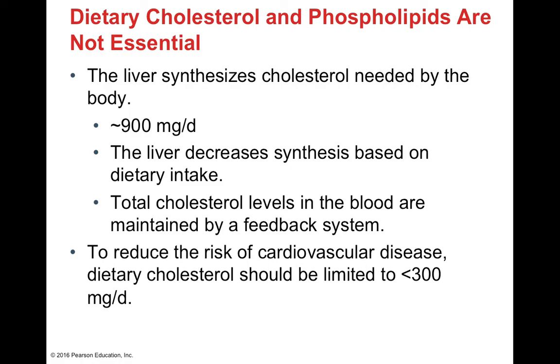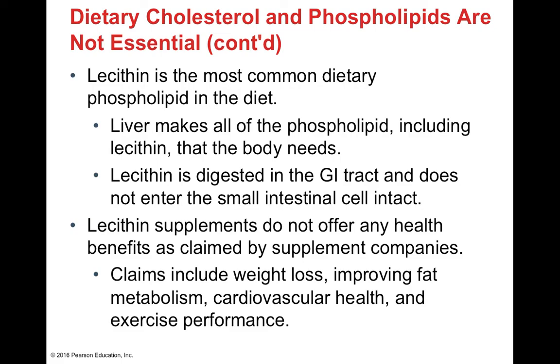And if we can keep our dietary cholesterol underneath approximately 300 milligrams per day, we might be able to stave off cardiovascular disease. Now, dietary phospholipids include something called lecithin. And lecithin is a very common dietary phospholipid, so something that you eat. And the liver makes all of the phospholipids, including lecithin, that the body needs, and then it's digested by the GI tract, and so it doesn't enter the small intestinal cell intact. It's going to get broken down in the GI tract.